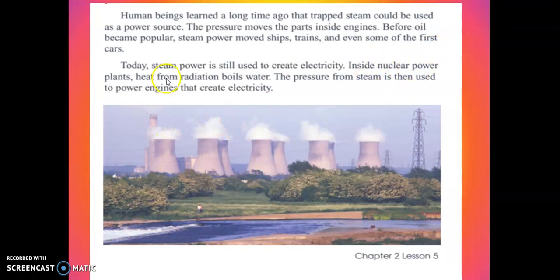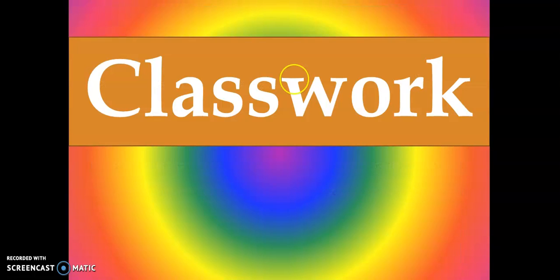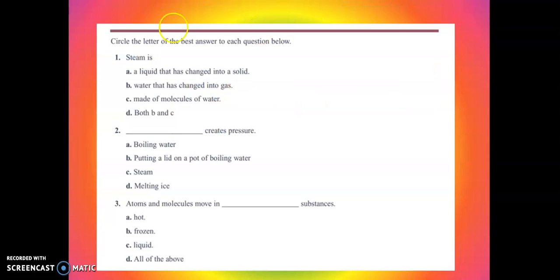So, inside nuclear power plants, heat from radiation boils water. Yeah, but super huge, right? The pressure from steam is then used to power engines and create electricity. Oh my God! The same way the vapor or steam moves the lid of the pot, como el vapor mueve la tapadera de una olla, this is the way that nuclear plants produce electricity. Oh my God, it's awesome. It's an invention. Let's go to the classwork and do the questions.